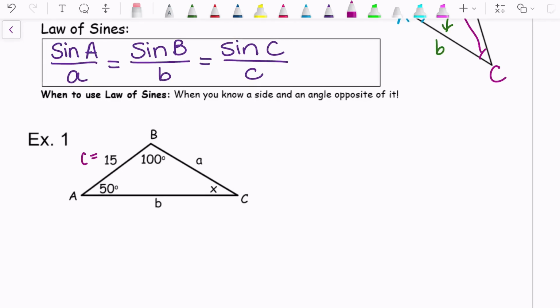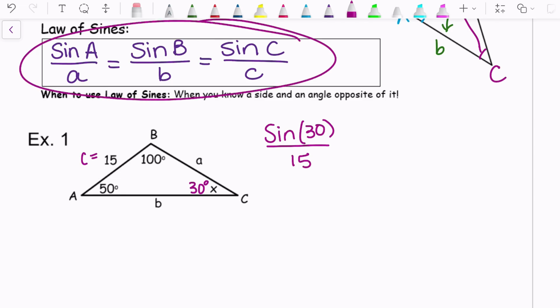And I can find angle C easily because I know the inside of a triangle adds to 180. So if I already have 150, the other angle must be 30 degrees. So now we have a pair. So I have the sine of 30 over the side of 15. It does not matter what order you do these ratios in. You just have to have one equal to another. So you don't even have all three set up. It's just one ratio equal to another.